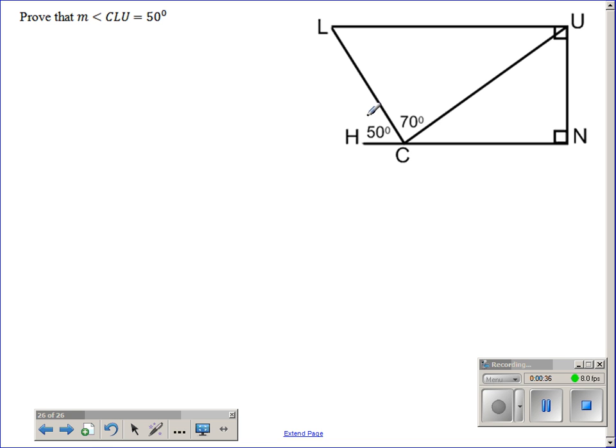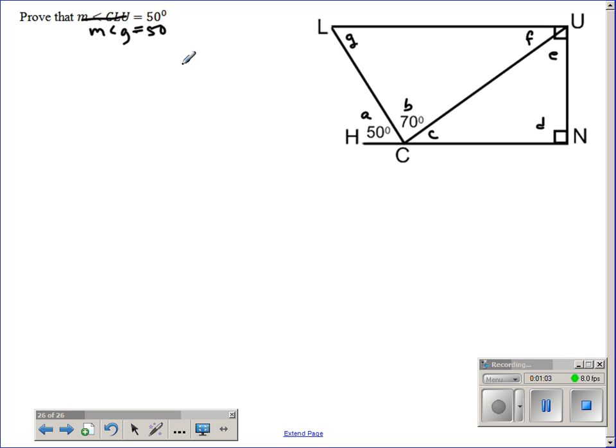So I'm going to call this angle little a, little b, little c, little d, little e, little f, and little g. And the reason I'm going to do that is because now, instead of saying I want to prove the measurement of angle CLU is 50, I can just say I want to prove the measurement of angle G equals 50. I think that's a little bit cleaner. It's a little bit easier to determine what's going on. Okay, so that's how I'm going to set this proof up.